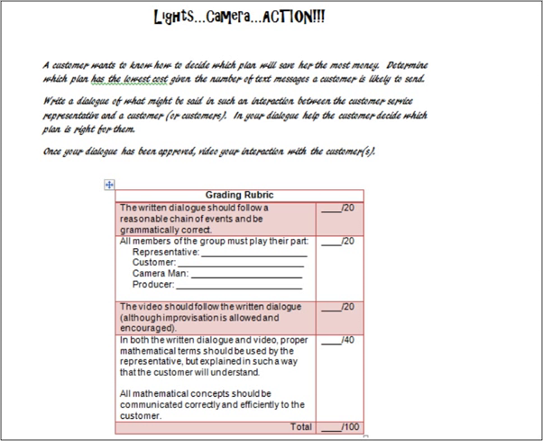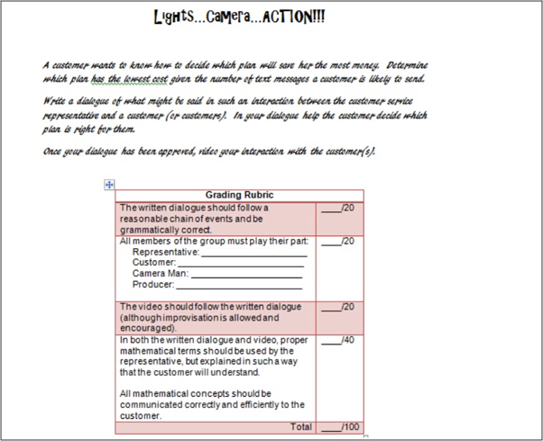Also, the customer service rep should use proper grammar, while the customer probably doesn't always do that. But if you're a good customer service rep, you're going to be professional, you're going to look professional, you're going to sound professional, and so you need to use proper grammar if you're the customer service representative in the dialogue.